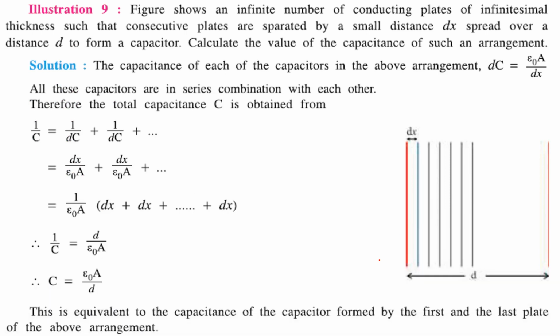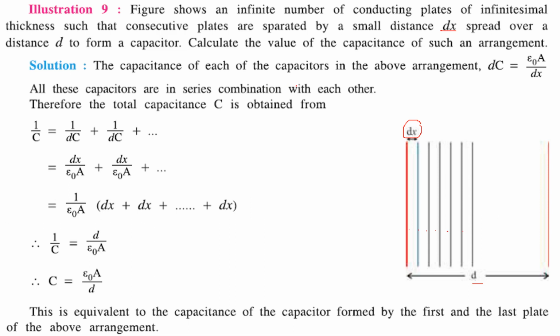This figure is showing an infinite number of conducting plates. There are infinite numbers of conducting plates of very, very small, infinitesimal thickness, such that consecutive plates are separated by a small distance dx, which is spread over a distance d. From this d, a very small distance dx is there. We have to calculate the value of capacitance in this type of arrangement.